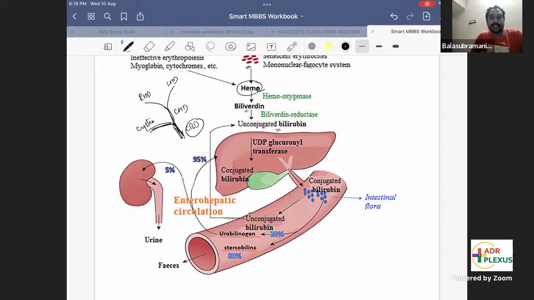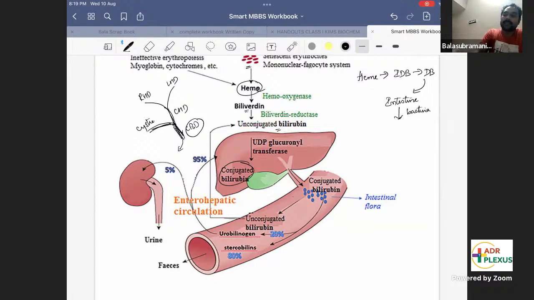But what exactly happens to the bilirubin? The bilirubin gets conjugated in the liver, then conjugated bilirubin enters via the common bile duct and goes into the intestine. So heme is converted to indirect bilirubin. Indirect bilirubin is conjugated to direct bilirubin. Direct bilirubin goes to the intestine. In the intestine, the direct bilirubin is broken down by the intestinal bacteria into urobilinogen.